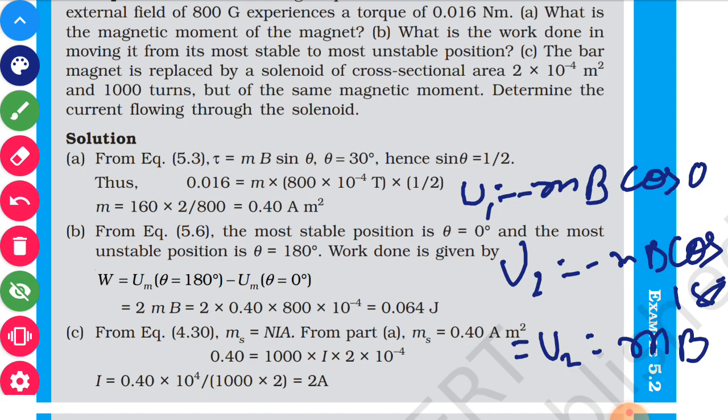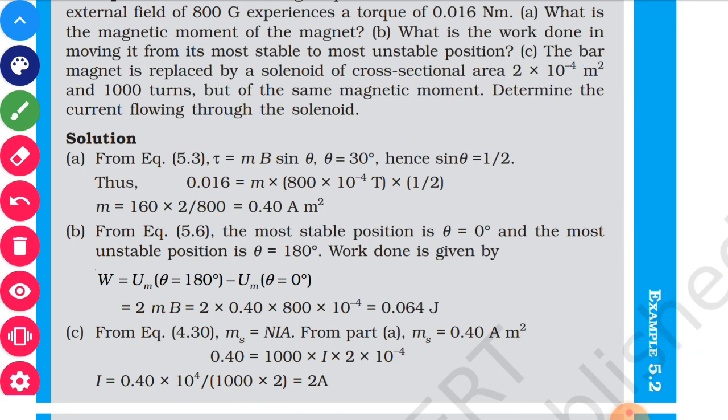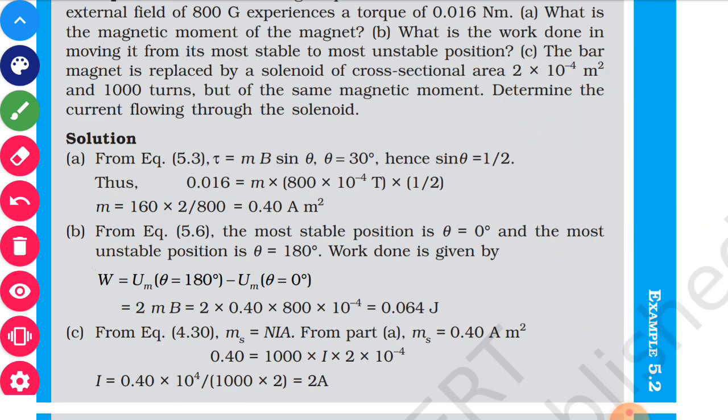So if you take U2 minus U1, then it will be mB minus (minus mB). So it will become 2 times mB. So easily it can be calculated. It is 0.064, this will be the answer.